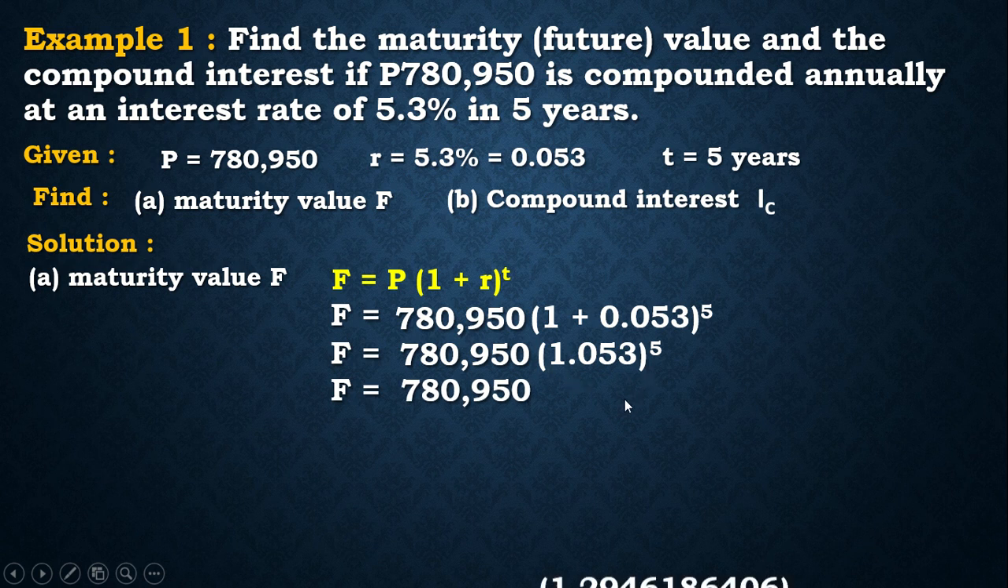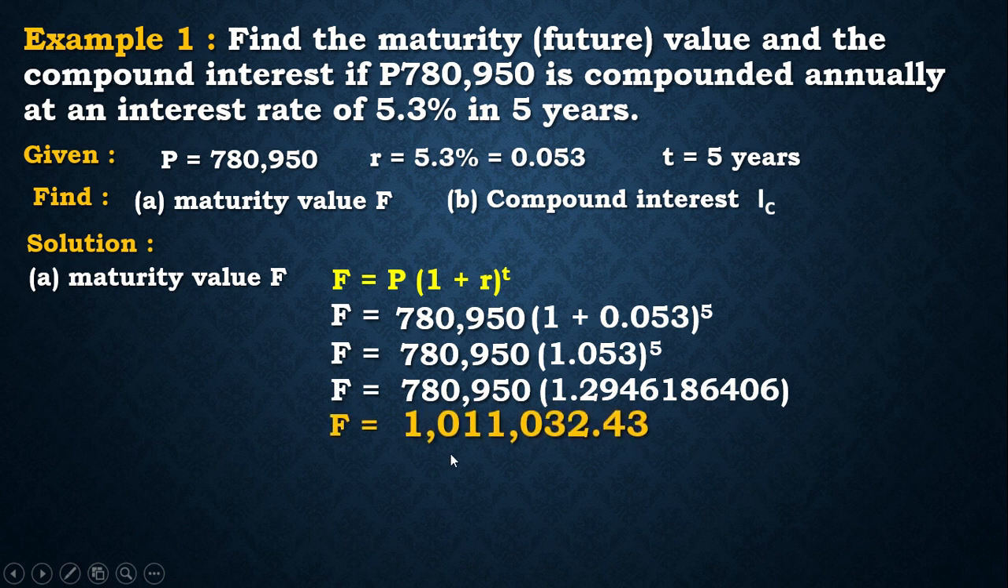So, pag kinonvert natin ito, siya ay magiging 1.2946186406. So, ito pong nakuha nating sagot sa pagko-convert ng 1.053 raised to 5 or exponent of 5, i-multiply naman po natin dito. So, pag minultiply natin yung 780,950 times 1.2946186406, magka-come up po tayo sa maturity future value na 1,011,032.43. So, ganun po ang proseso ng pagsusolve ng ating maturity future value.